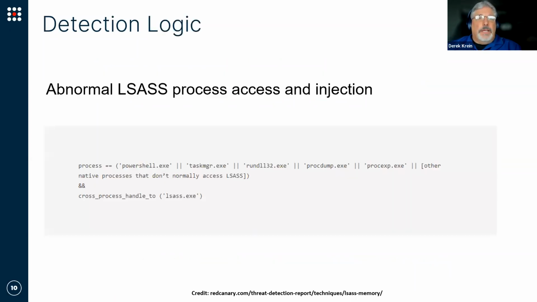Detection logic is around what abnormal looks like. And this is just a couple of examples that Red Canary has put up around detection logic. Abnormal LSASS process access and injection, what that looks like. Some of the processes that should not be accessing the LSASS process itself, along with the handle to LSASS, and being able to understand that detection logic will start to give you, as you test and see, a better view of what that looks like.